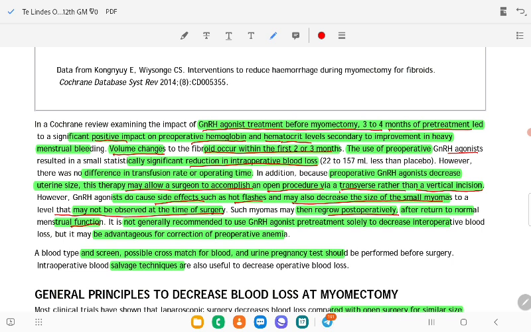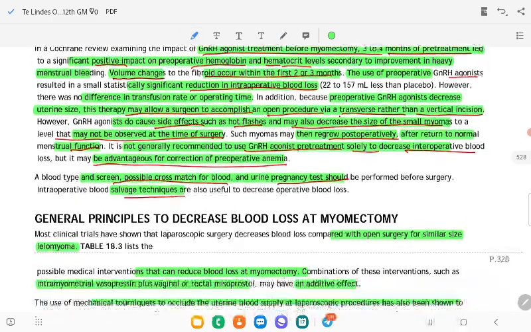It is not generally recommended to use GnRH agonist pre-treatment only to decrease the intraoperative blood loss, but it may be advantageous to correct the preoperative anemia. Another evaluation you may do is blood type and screen, possible cross match, and a urine pregnancy test to rule out pregnancy before surgery. Intraoperative blood salvage technique is useful to decrease the operative blood loss.